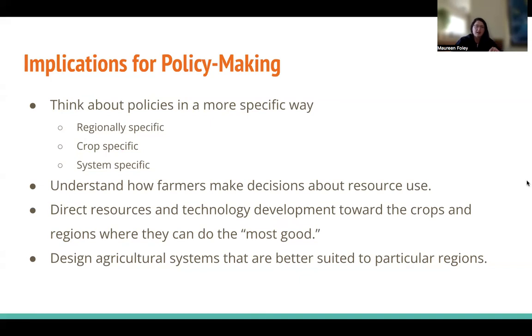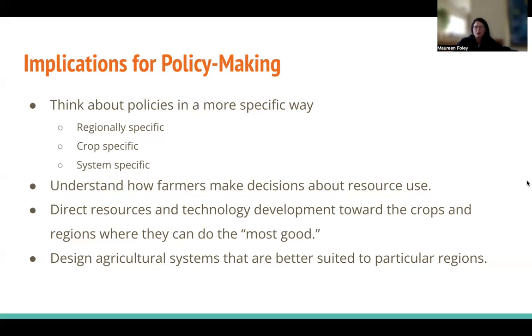If farmers are unable to decrease their water usage for corn, and they just have to pay the higher price, then this isn't really a very effective policy, right? It's a lose-lose situation. The policy is not achieving its goals of water conservation, and farmers are being hurt by the higher prices. So this suggests that maybe we need to think about policymaking in a more specific way. Maybe natural resource conservation policies need to be more regionally specific, more crop or system specific to be effective.